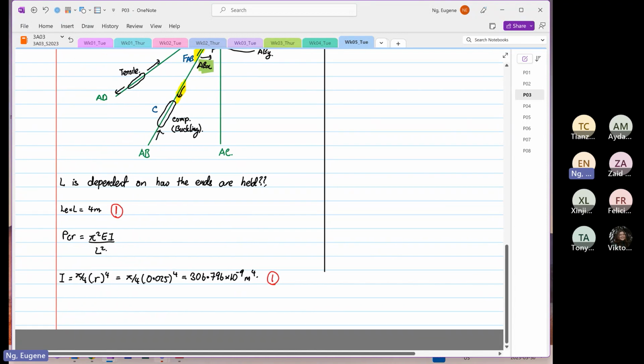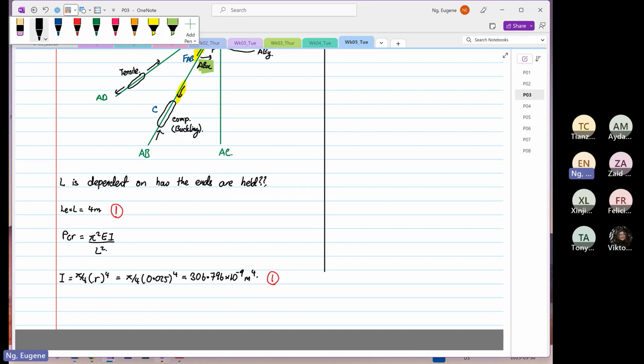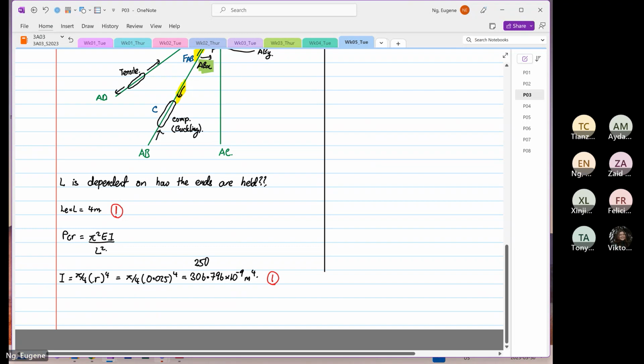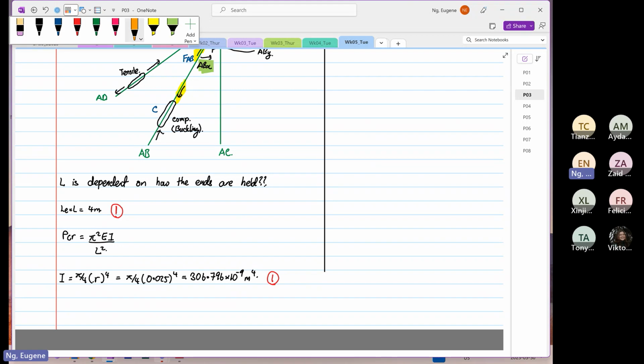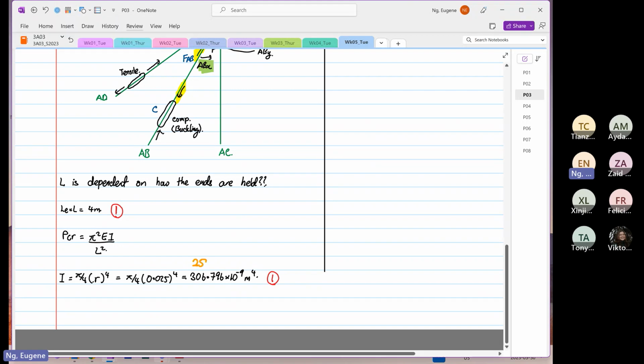So what if now you calculate the I wrongly? For example, the I you calculated is 250 times 10 to the power of minus 6, for example. If you calculate this way, down here we will give you a 0. I'll use a different color to show you how the grading has been done. So let's say now you calculate this as 250 times 10 to the power minus 6 meter 4. So down here you get a 0.